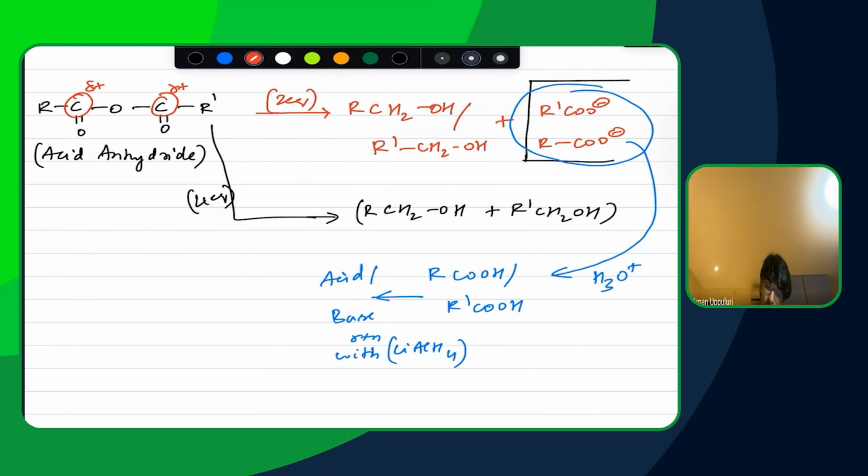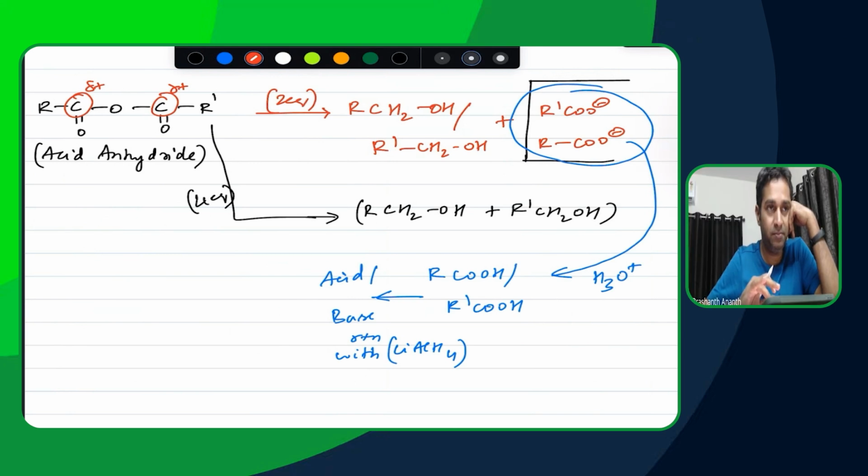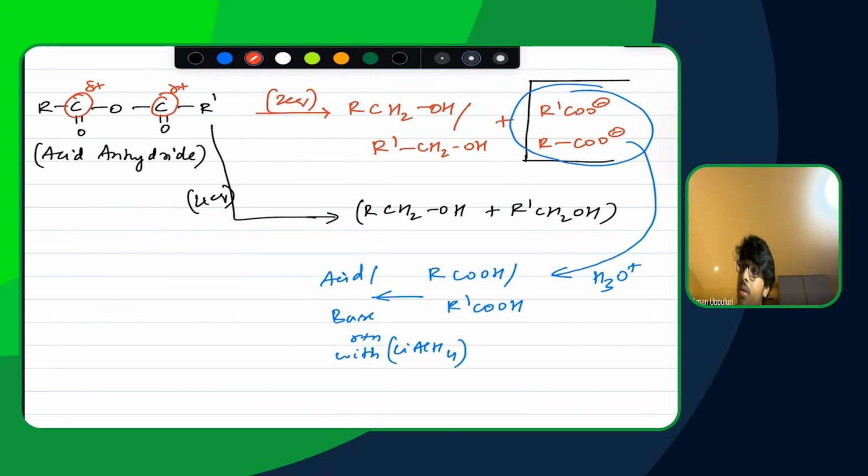Sir, one more thing. In catalytic reduction of functional groups, there also RCOH is very less reactive with H2 and nickel, right? Is there a similar reason for that? What's the reason for that?